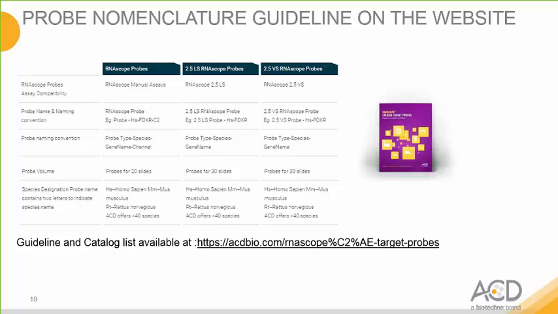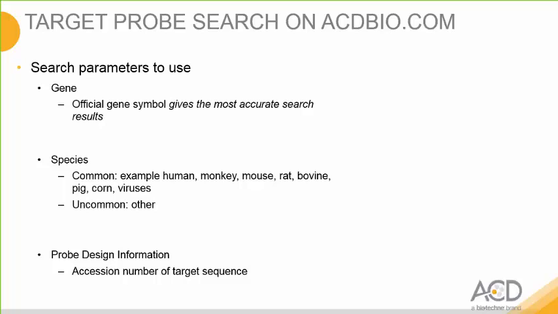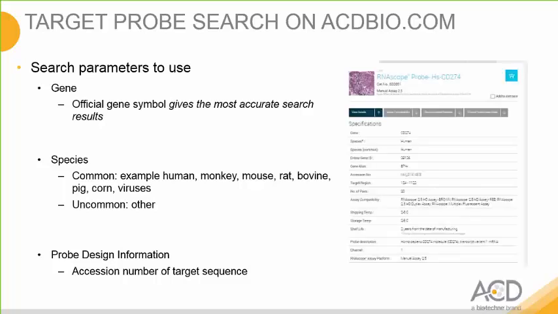Our website is the most updated resource for catalog probes, with 50 to hundreds of probes added to our catalog every few weeks. The quickest way to search for our catalog probes is by utilizing the search function on our website. You could choose any of the search parameters listed on this slide here, such as gene name, species, or specific information such as accession number related to the target sequence. Using the official gene symbol will result in the most accurate results.